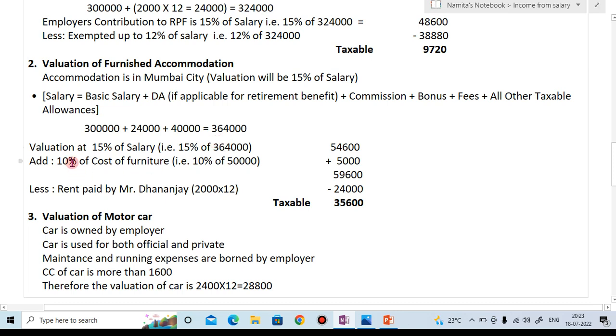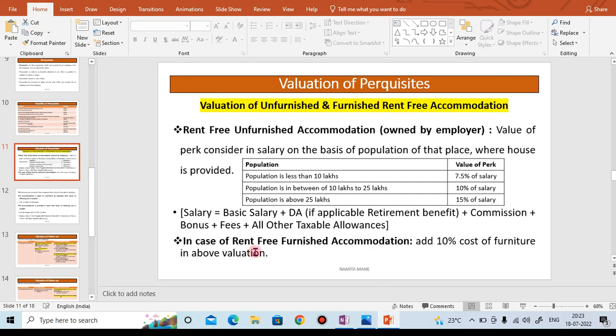So now valuation of salary will be how much? 15% of salary. Why? Because the accommodation is in Mumbai city. So valuation at 15% of salary, that is 15% of 3,64,000. So 15% of 3,64,000, you will get 54,600.